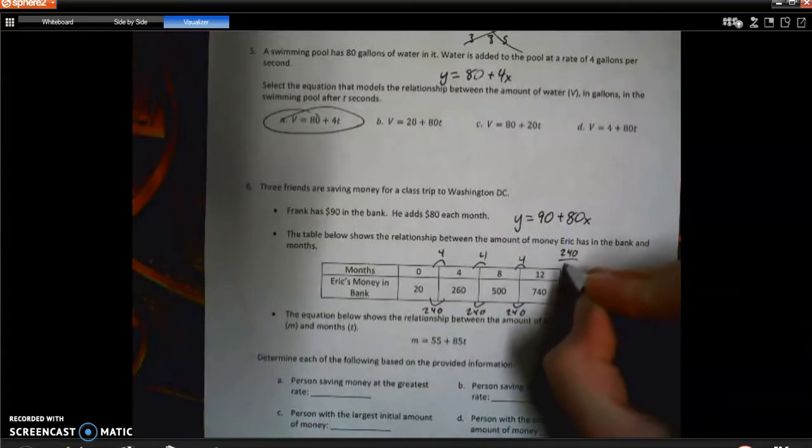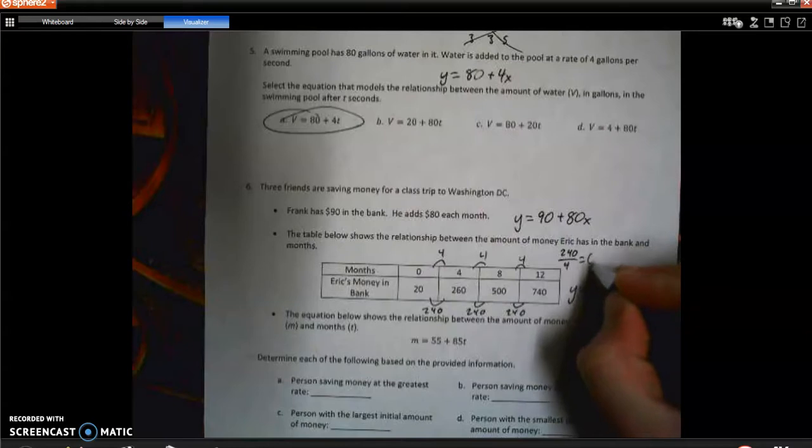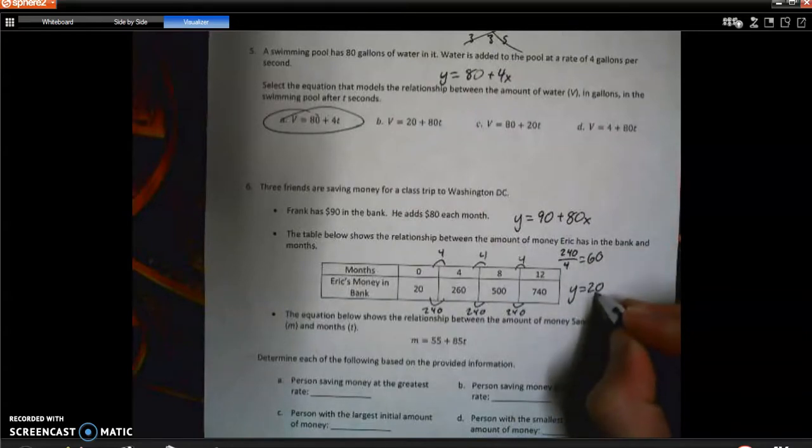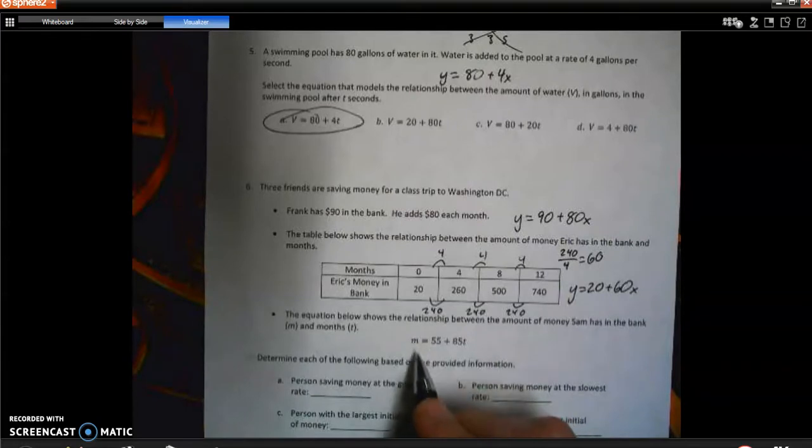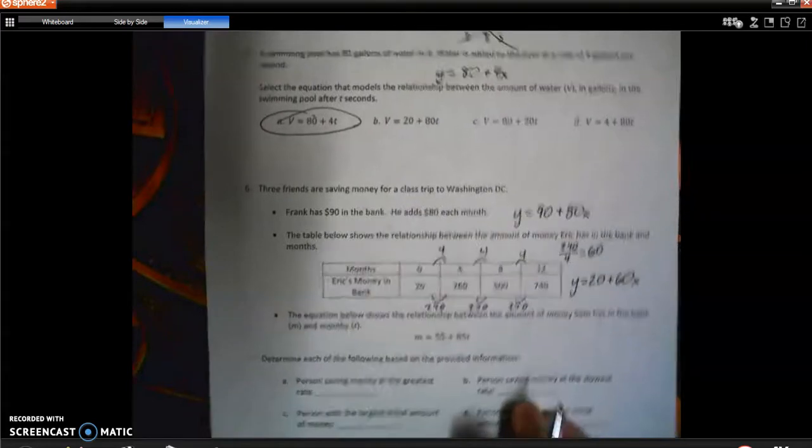240 divided by 4 is 60. So he's got $20 to start with, and then he's adding $60 per month, and we just don't know how long that's for. So there's his equation. And this one says that he has $55 to start with, and then he's adding $85 per month. Now we can answer the question.